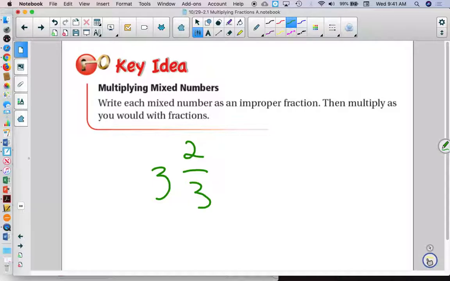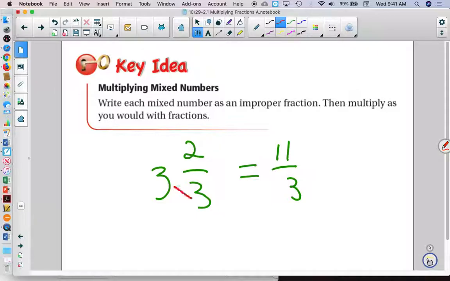Here's my mixed number. What is the improper fraction represented by 3 2/3? What's it going to be, Tylee? 11/3. How do you know that, Tylee? I took the 3 times 3 was 9 plus 2 is 11. It's exactly what I do.